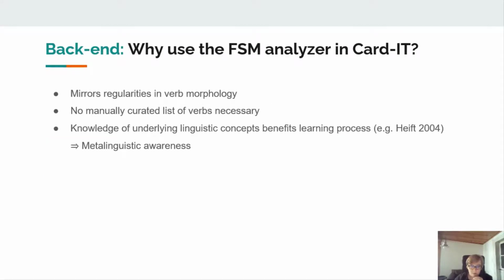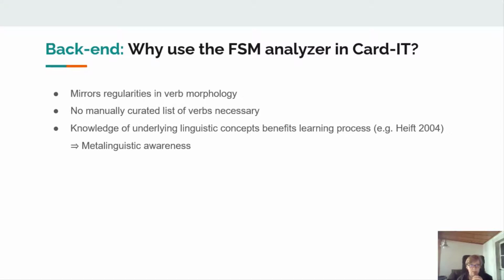Why do we use this FSM in our Carded language tool? Well, as a linguist, the first motivation is based on the fact that FSMs allow us to mirror regularities that occur in verb morphology. Many languages, just like Italian, contain different conjugation classes, and all verbs within one class behave identically, for example, in that they get the same conjugation suffixes. Thanks to the rule-based implementation of FSMs, we can mirror these regularities.